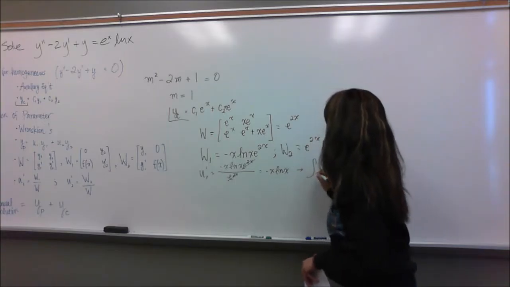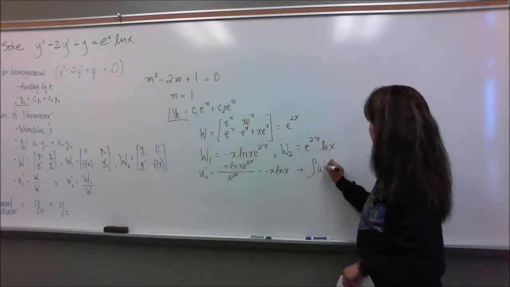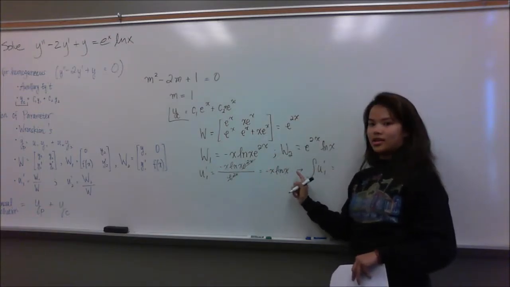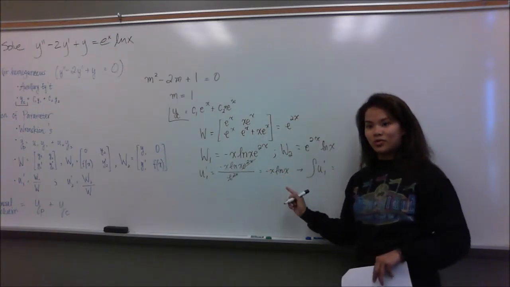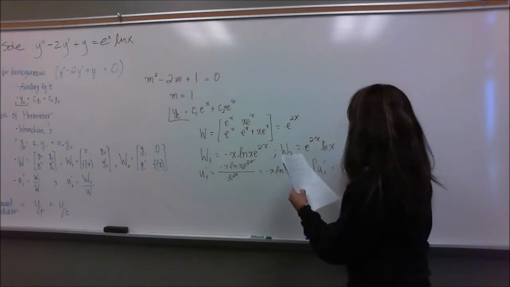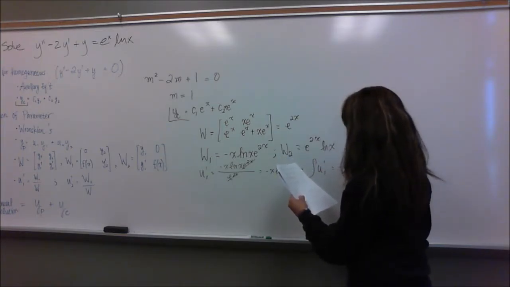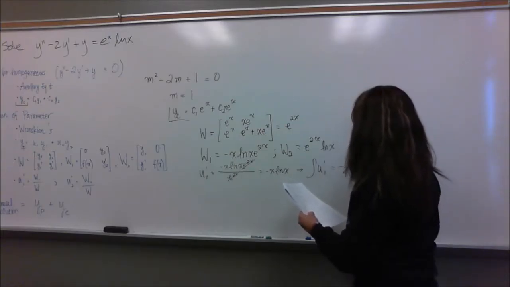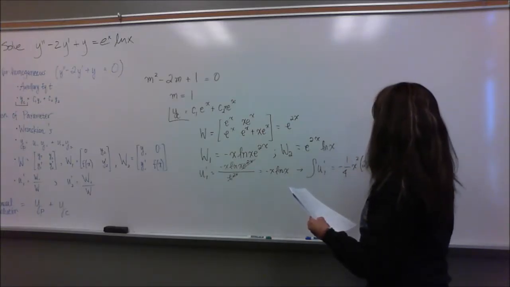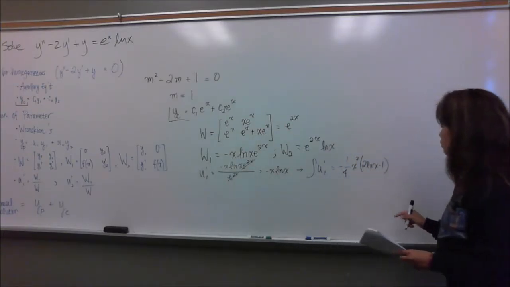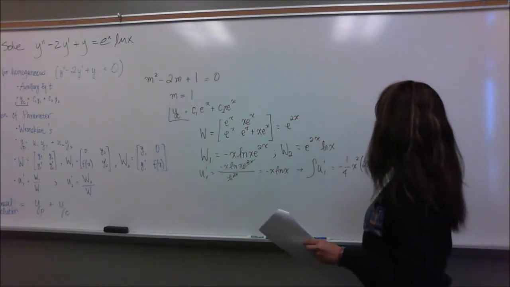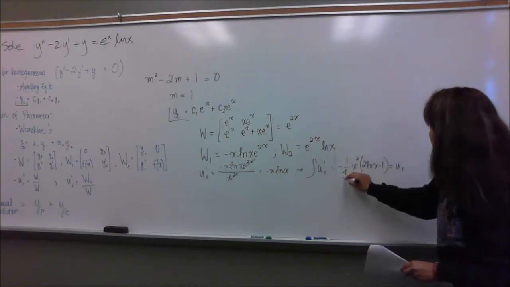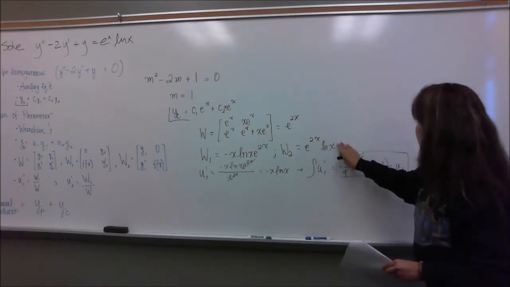So in doing the integral of u1 prime, this is an integration by parts. I actually used Wolfram Alpha, and I got negative 1 over 4 x squared times 2 ln x minus 1. Okay, so that is what I got for u1. I'm going to go ahead and box that just a little bit.